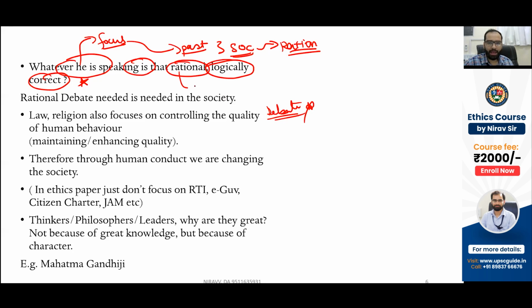Okay, rational मतलब क्या है? Whether there is a reason to this, whether he is speaking logical, whether he is speaking correct, उसके ऊपर focus होना चाहिए, not on the person who is speaking.